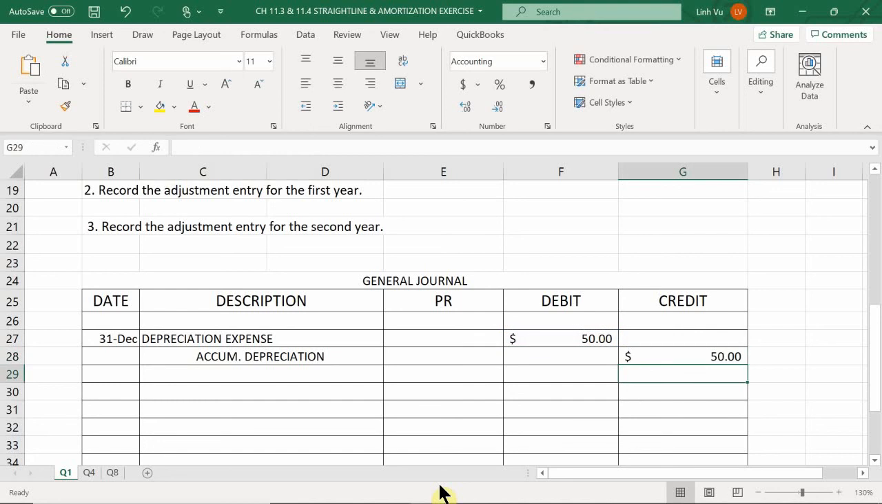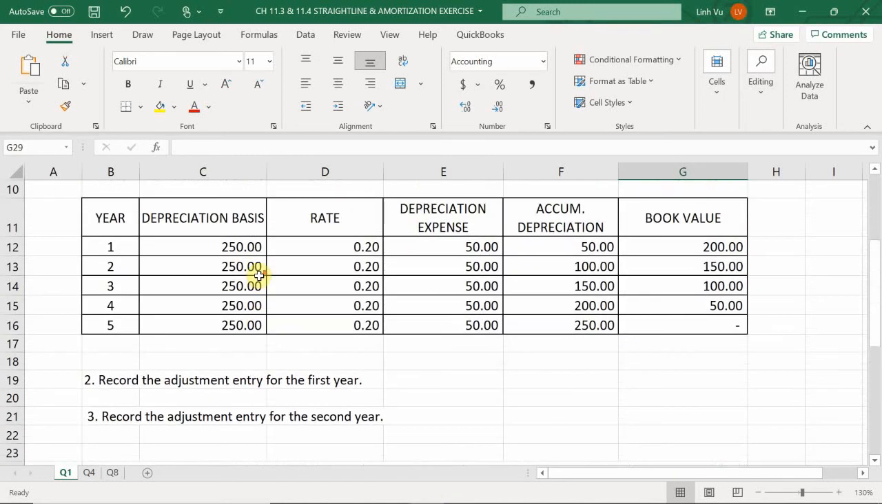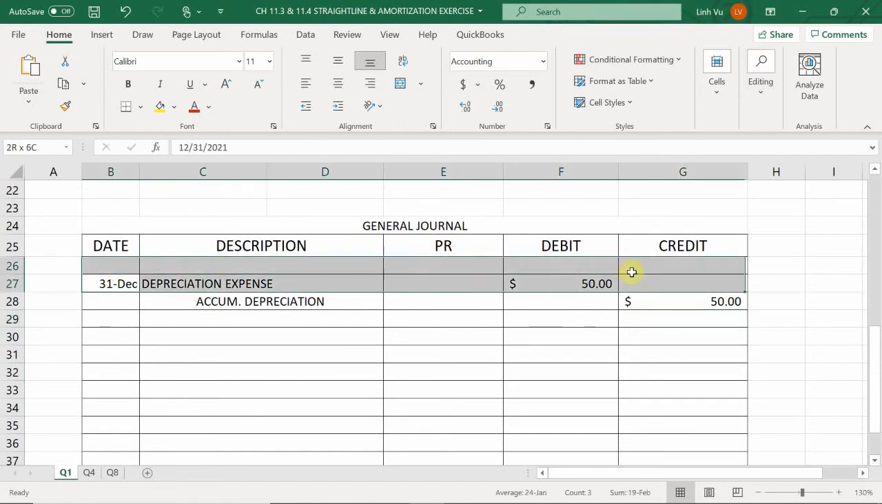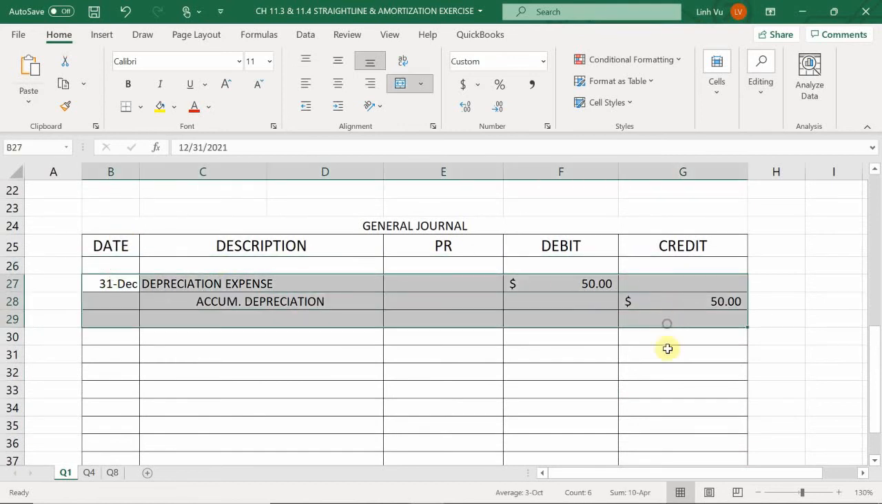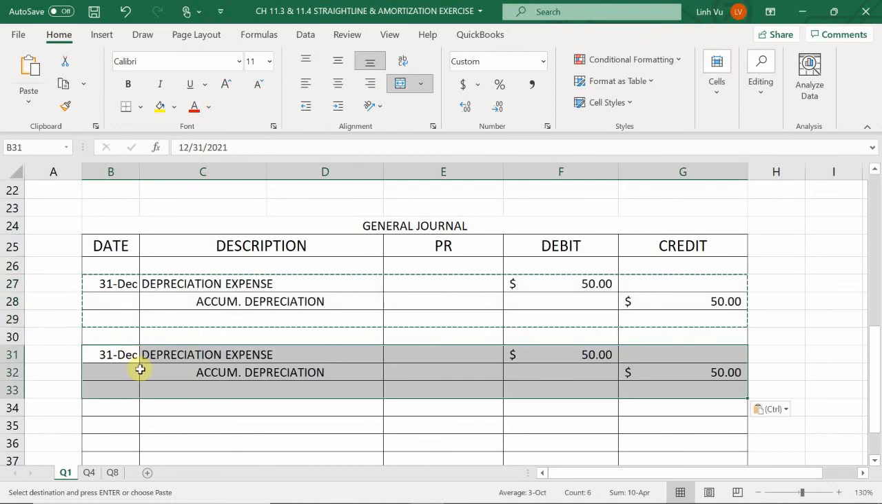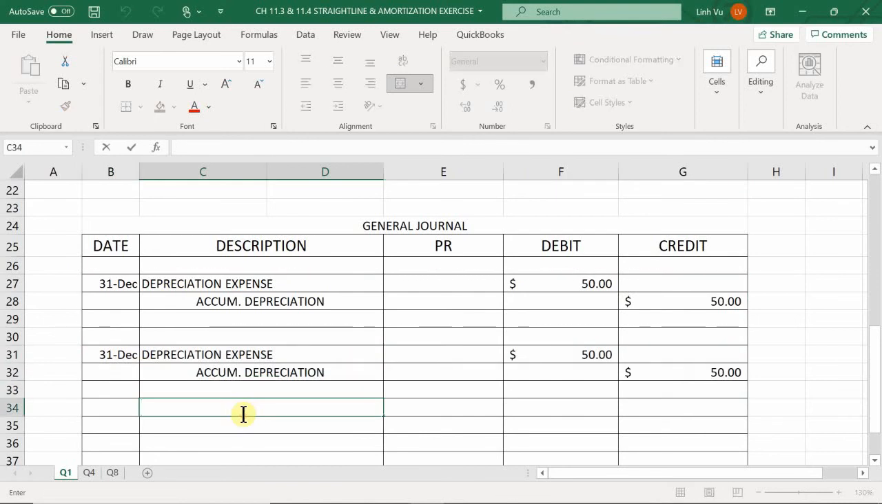Okay. So then question number 3 asks, record the adjustment entry for the second year. So then it would look exactly the same. Oh no. Depreciation expense is still the $50. And then the second one. You were right, it will look exactly the same. Good. All right.